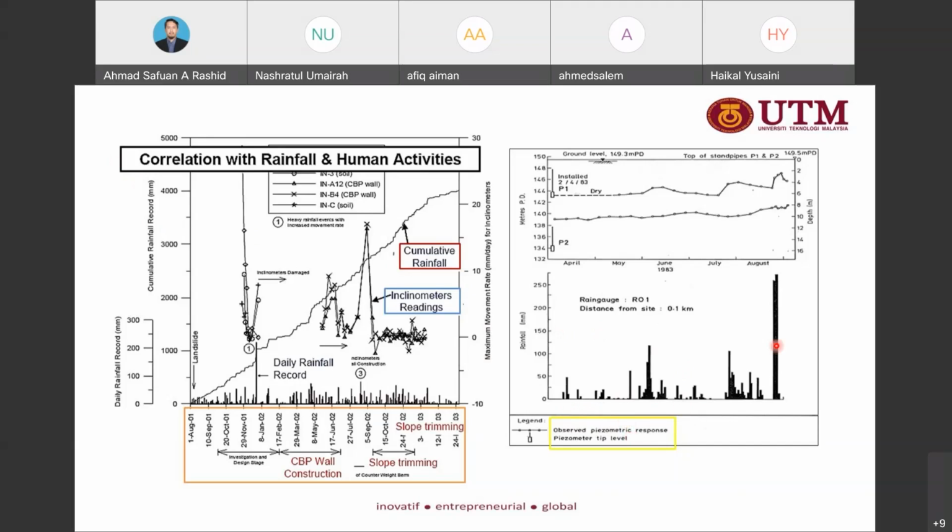Okay, so when we correlate all these results, we can identify or investigate what may cause, for example, the failure of the slope, which is most probably due to the high intensity of rainfall.